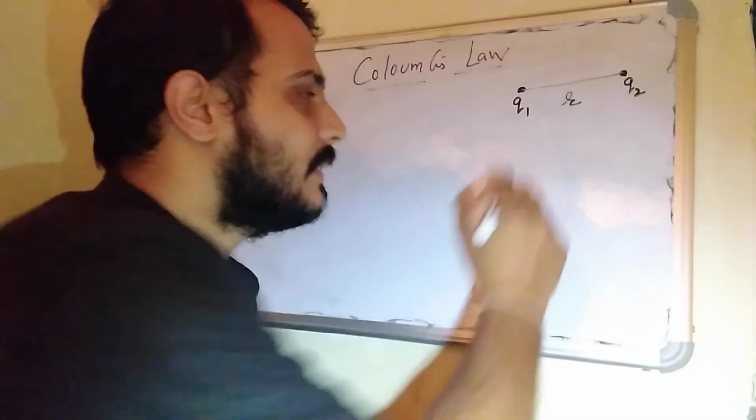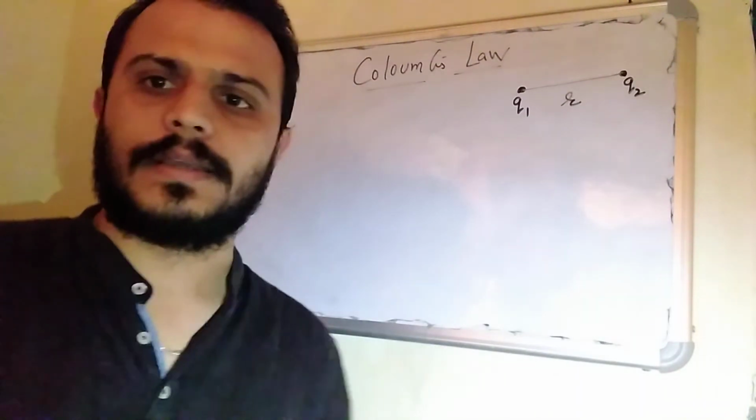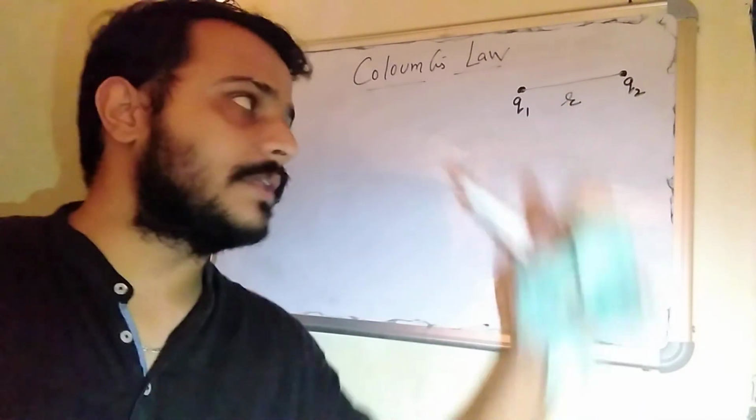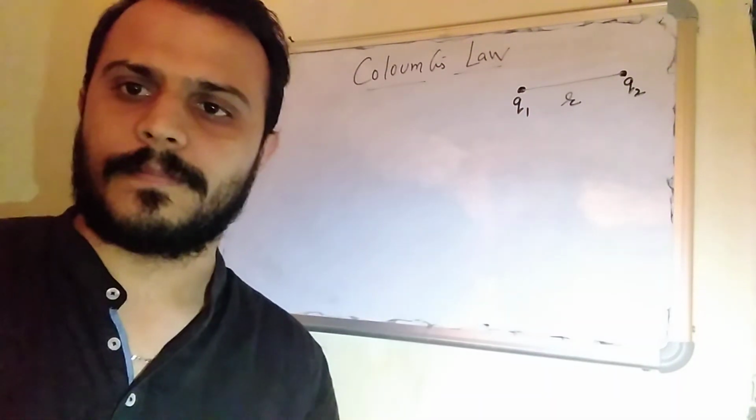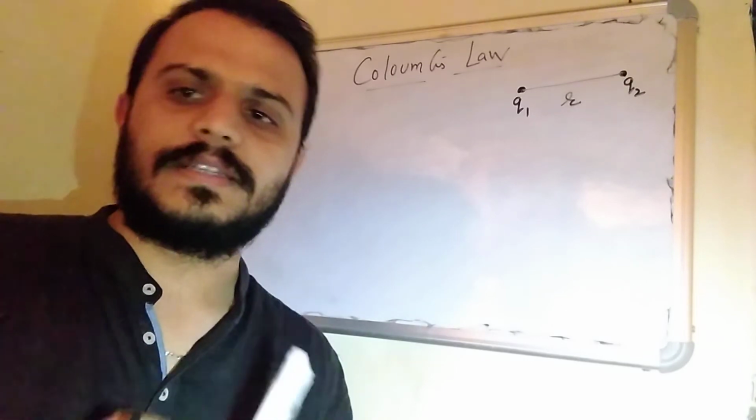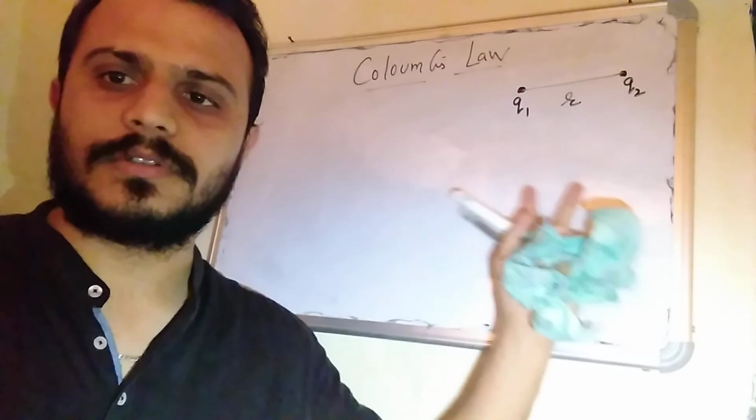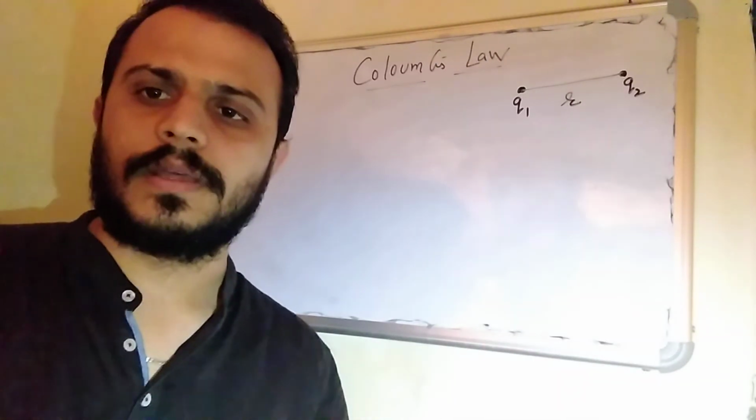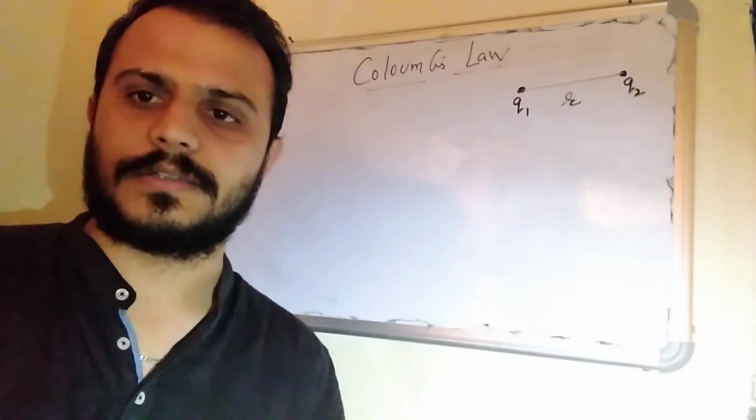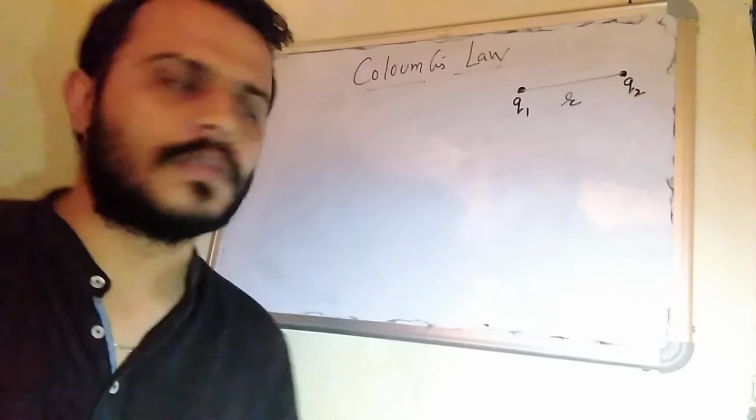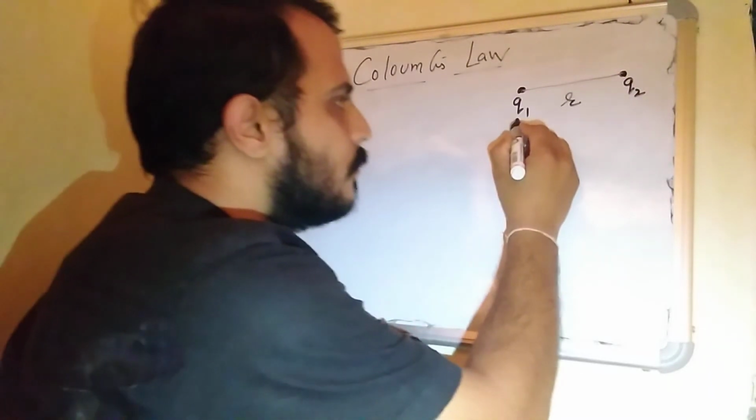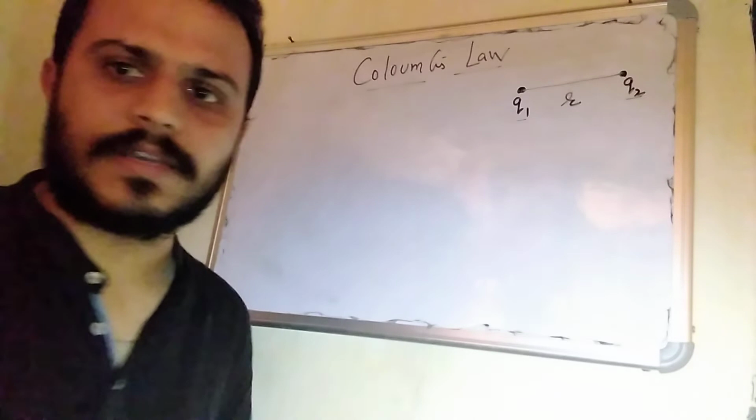When the distance between the two charges is very large in comparison to the size of the charges, we call these charges point charges. This distance r is very large in comparison to the size of these charges q1 and q2, so we regard q1 and q2 as point charges. They are very small. So the force between these two charges is given by Coulomb's law.